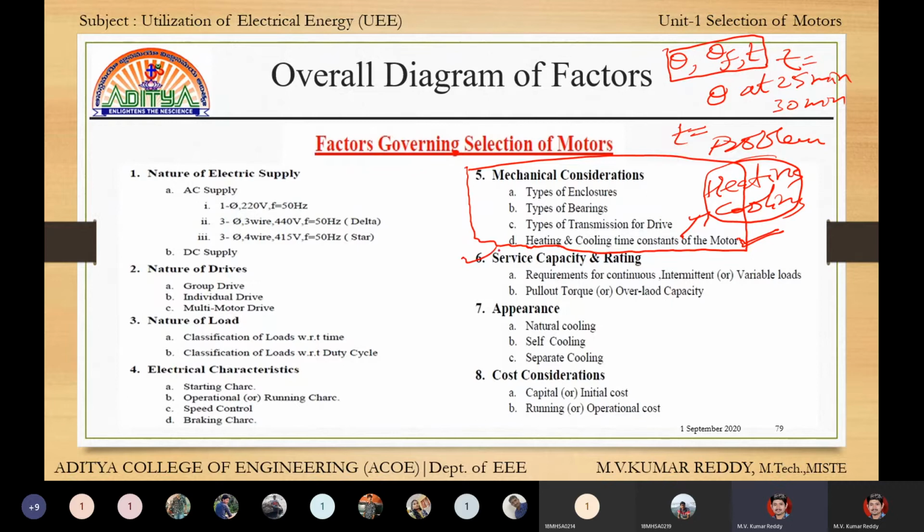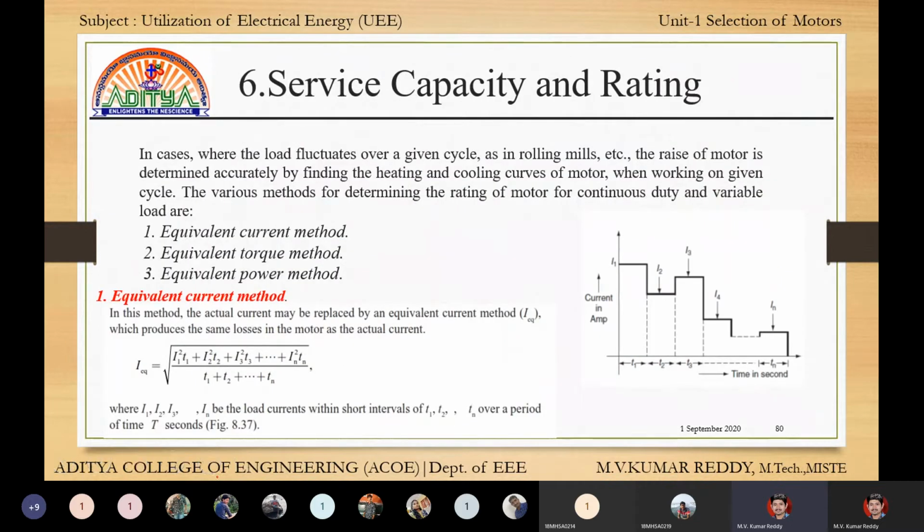Next one is service capacity and rating. In this, these are very important methods: equivalent current method, equivalent torque method, equivalent power method. These methods are used to find the rating of a motor. In these methods graphs are there, and from the graphs we have to find the rating of the motor.